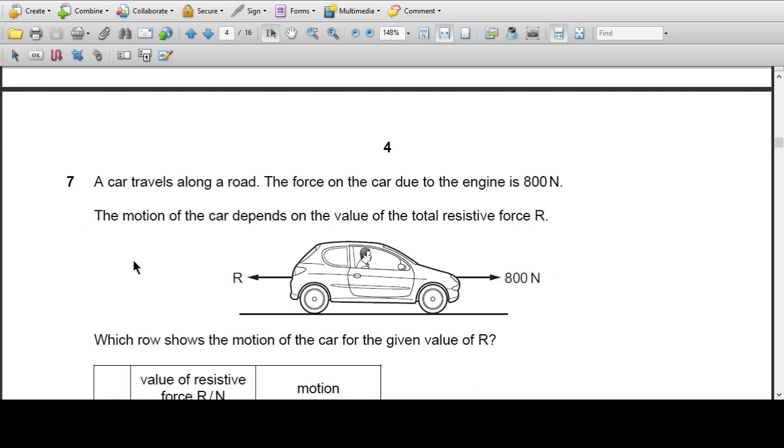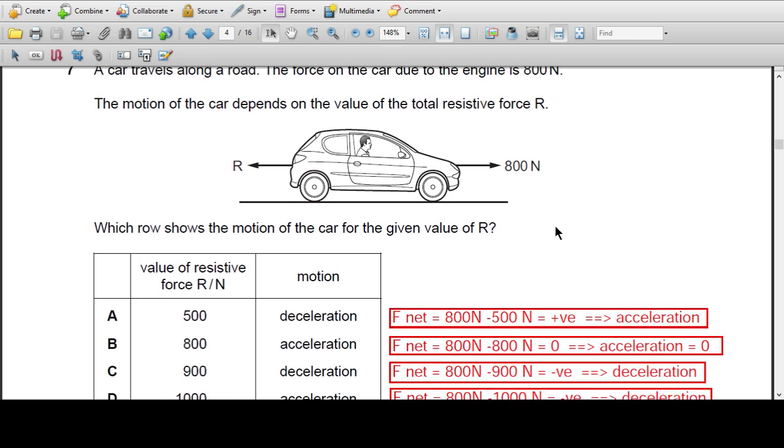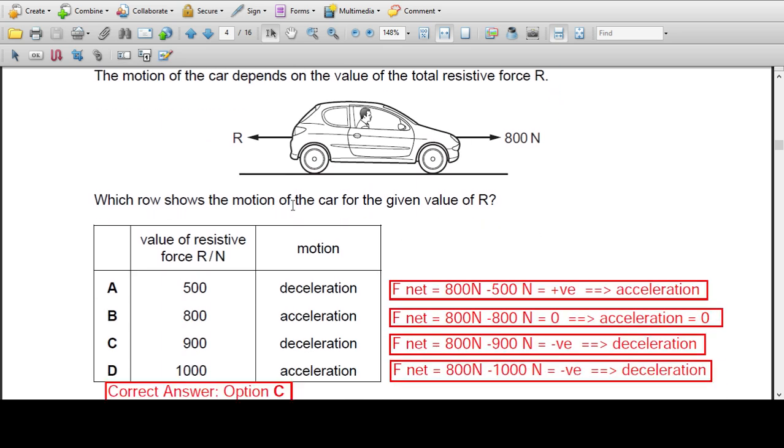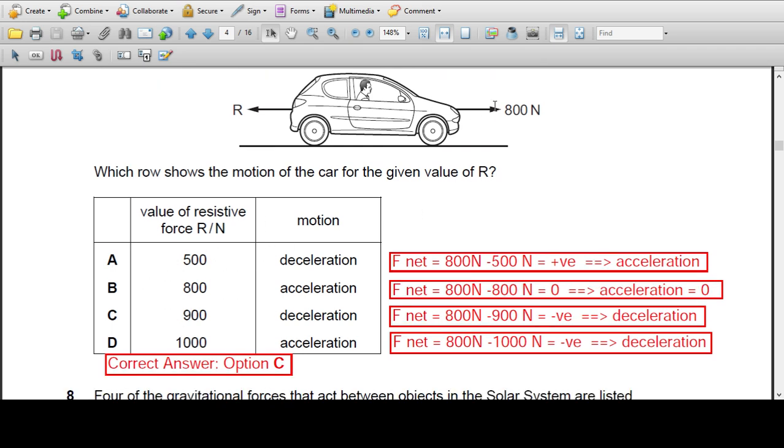Question number 7. A car travels along a road. The force on the car due to the engine, acting in the forward direction, is 800 newtons. The motion of the car depends on the value of the total resistive force. Which row shows the motion of the car for a given value of R? So here we have this 800 newtons.